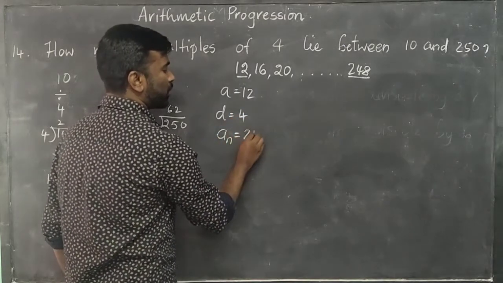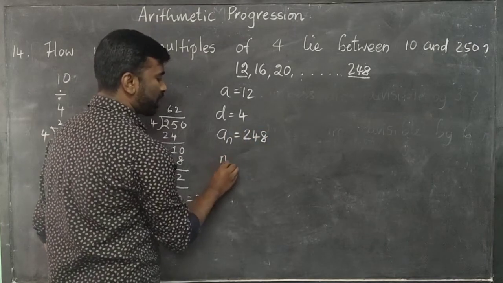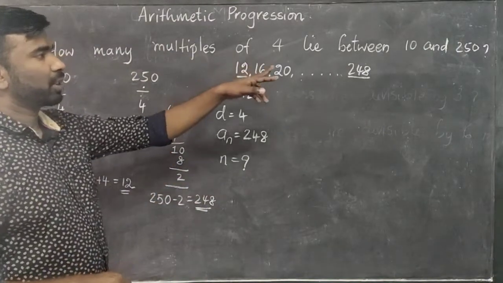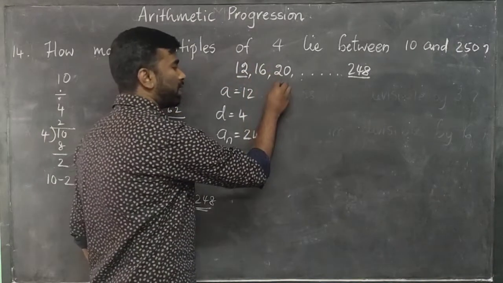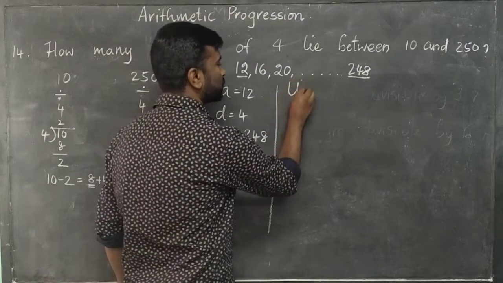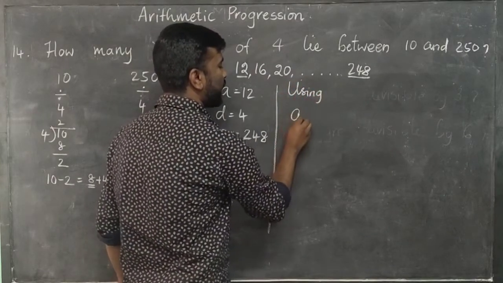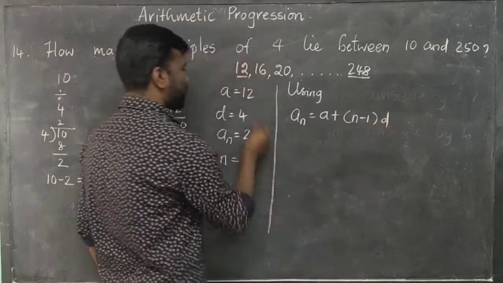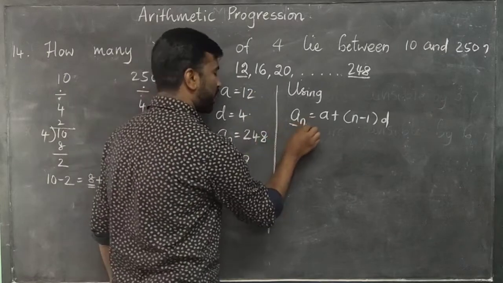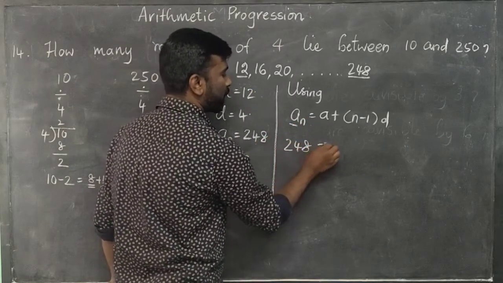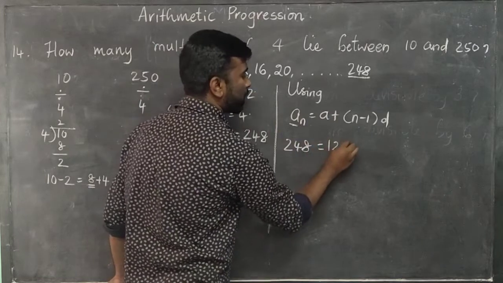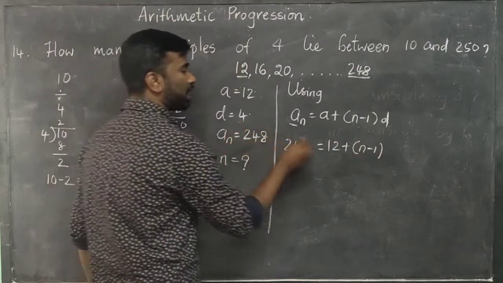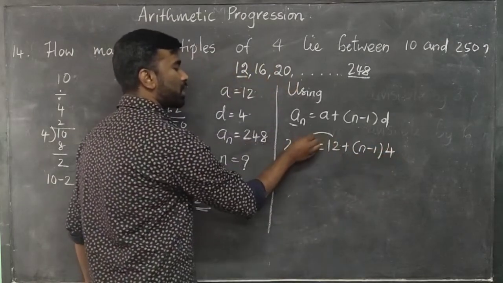Then, what is the last term? AN equals 248. Now, we should find out the number of terms or number of multiples between 10 and 250 which are divisible by 4. Using which formula? Using AN equals A plus N minus 1 into D. Now substitute all these values in this formula. What is AN? That is 248. What is the value of A? That is 12 plus N minus 1 as it is, because we should find out the value of N. D is 4.